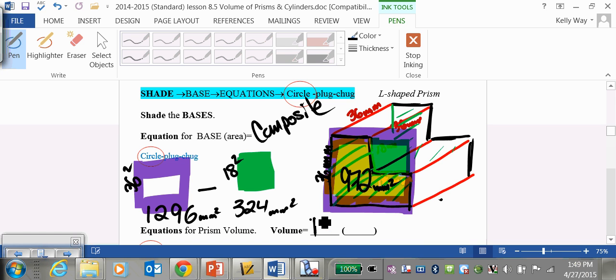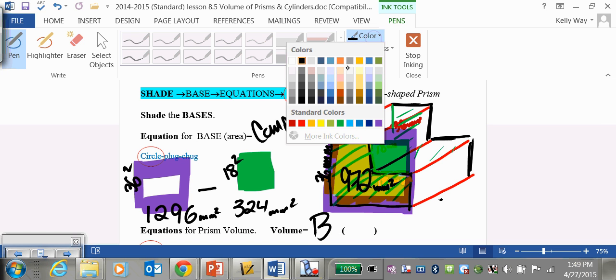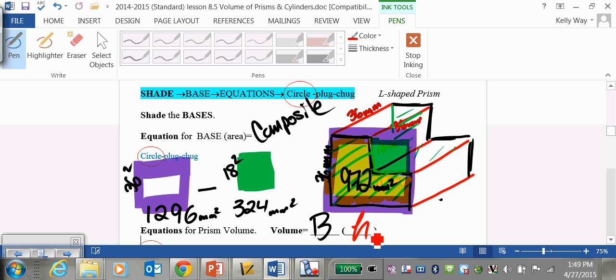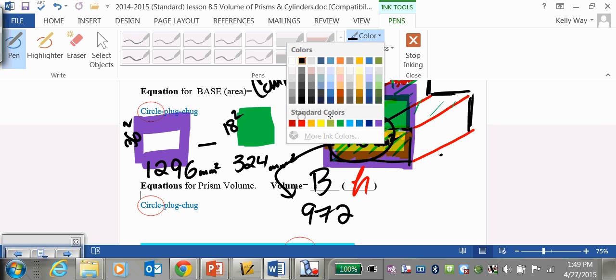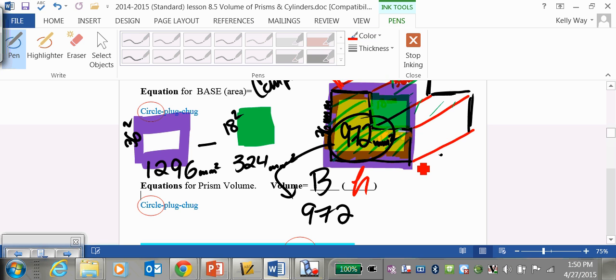Now, your volume is base times height. Height is distance between the bases. Height is not vertical. The distance between the bases here is 36. So my base is going to be that L-shaped, which is 972, times our height, which is distance between the bases, 36. Do the math.